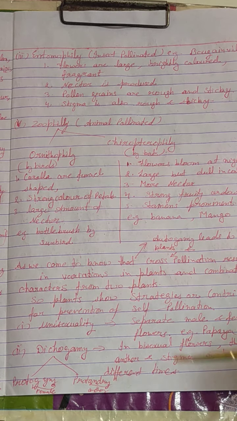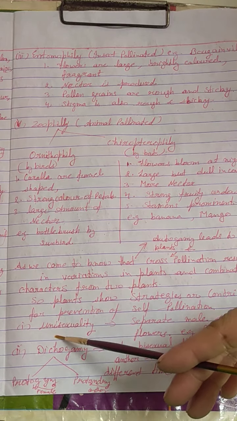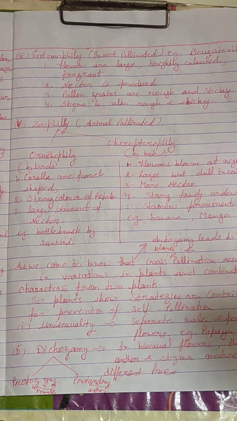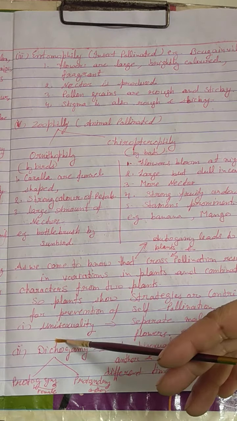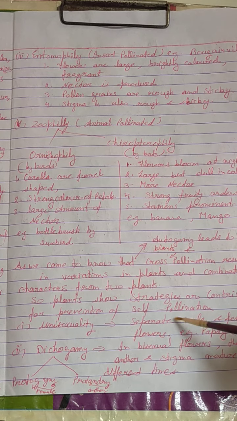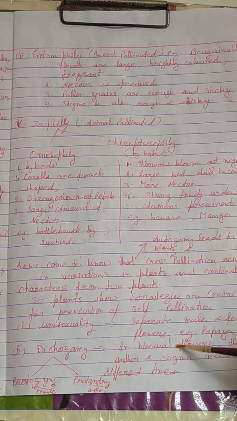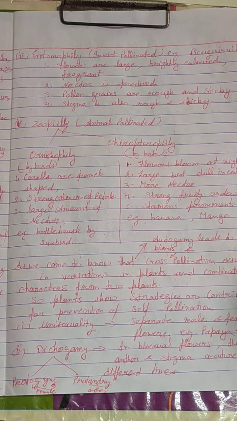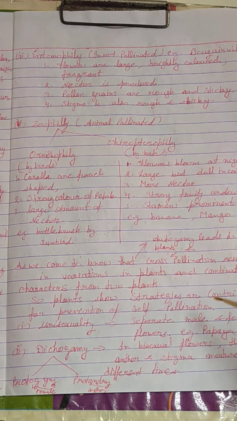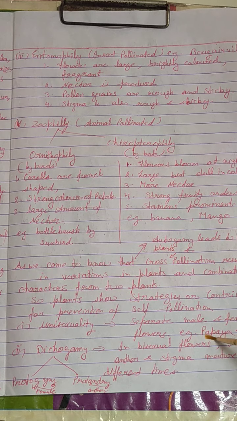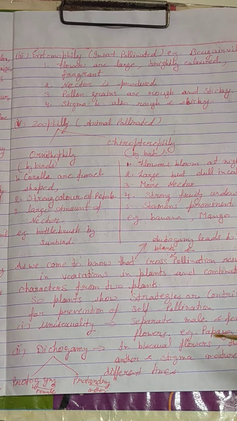How do they prefer? What do they do? What are the different changes or strategies in the plants to prefer cross pollination? First we will discuss unisexuality. Some plants are unisexual. Why? Unisexual means they have separate male and female flowers. Male flowers are separate and female flowers are separate. Why? So as to avoid self pollination. Examples are papaya and palm.